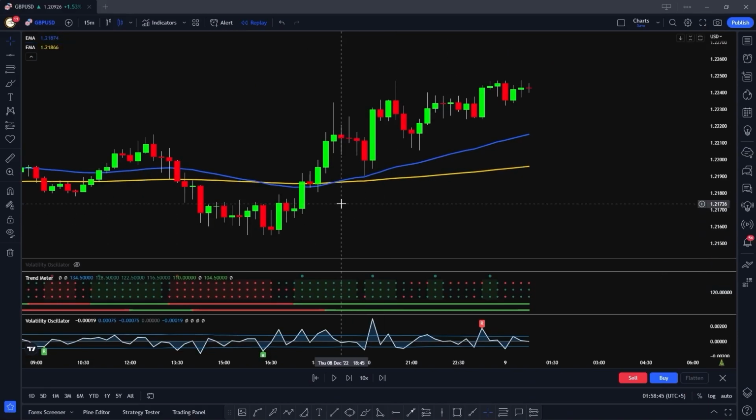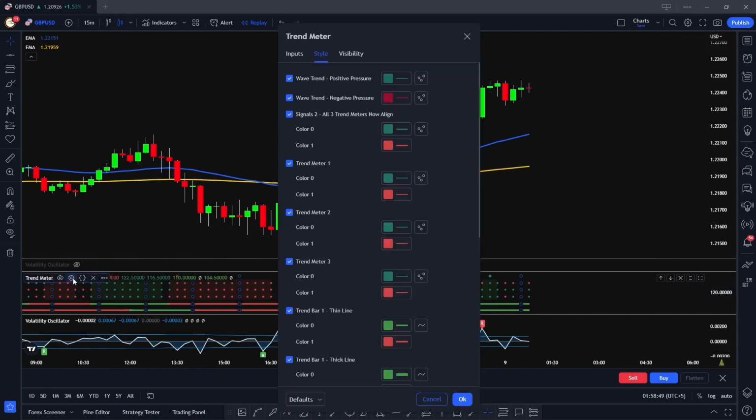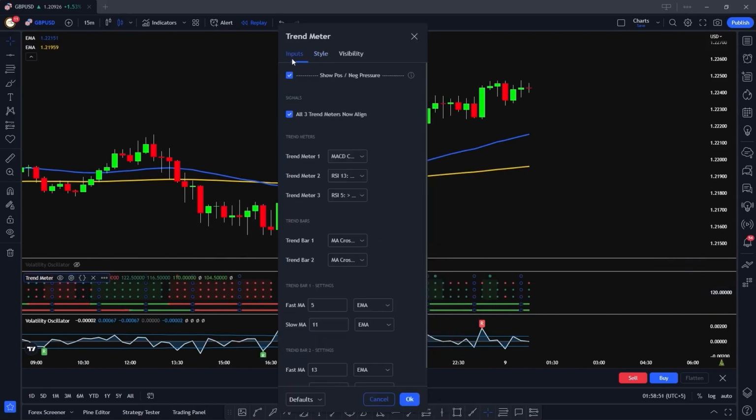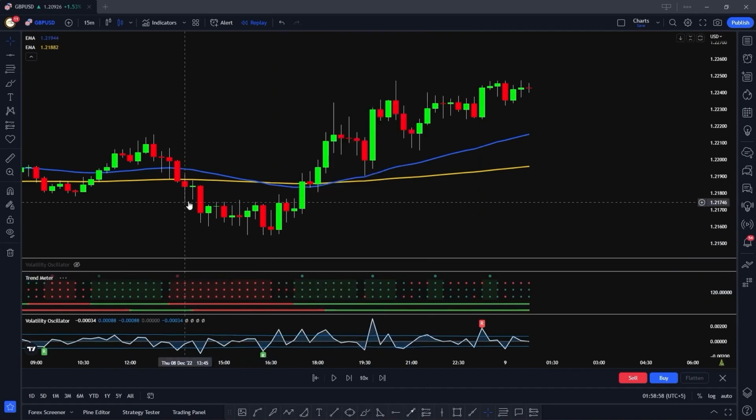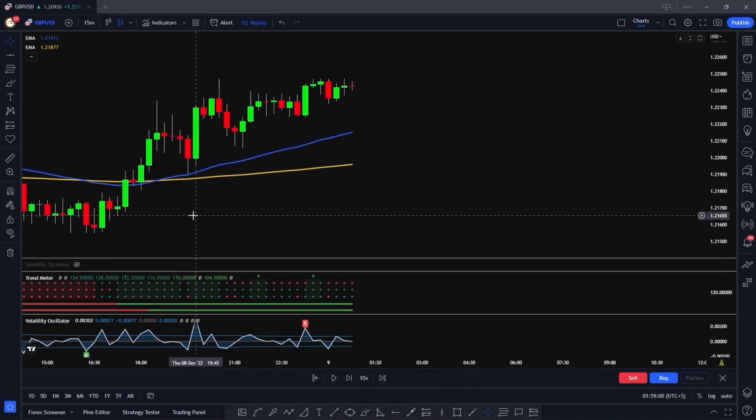Let's click OK and change the settings for the Trend Meter indicator. In the settings of the Trend Meter indicator, the only thing we're going to be changing is turning off this show positive or negative pressure option, and then we're going to hit OK. So these are all the settings that we need for our day trading strategy.